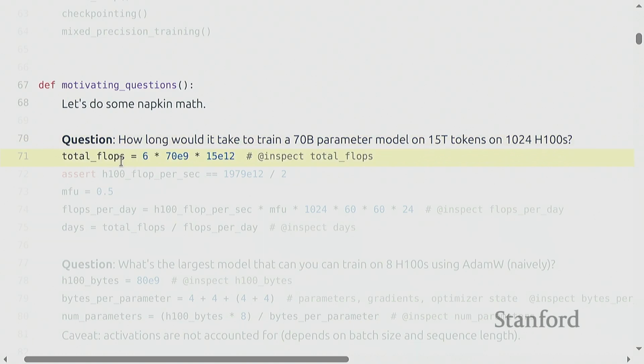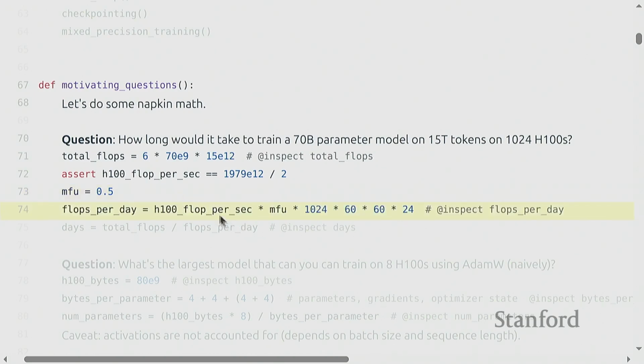You count the total number of flops needed to train. So that's 6 times the number of parameters times the number of tokens. And where does that come from? That will be what we'll talk about in this lecture. You can look at the promised number of flops per second that H100 gives you. The MFU, which is something we'll see later, let's just set it to 0.5.